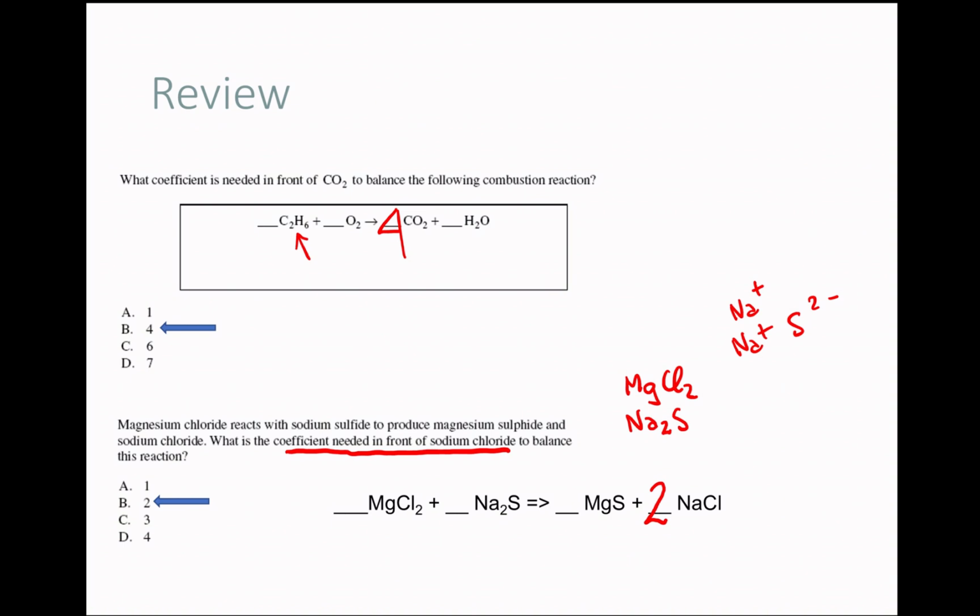Now let's make sure everything's balanced out. Do we have 2 sodiums on each side? Yes, we do. Right? They went after sodium, figured it out. Does that satisfy chlorines? Well, there's 2 there because of the coefficient, and there's 2 here. Looks good. Magnesium, well, looks like there's 1, and there's 1 there. And how about sulfide? There's 1 there, and there's 1 there. So these are 1s.